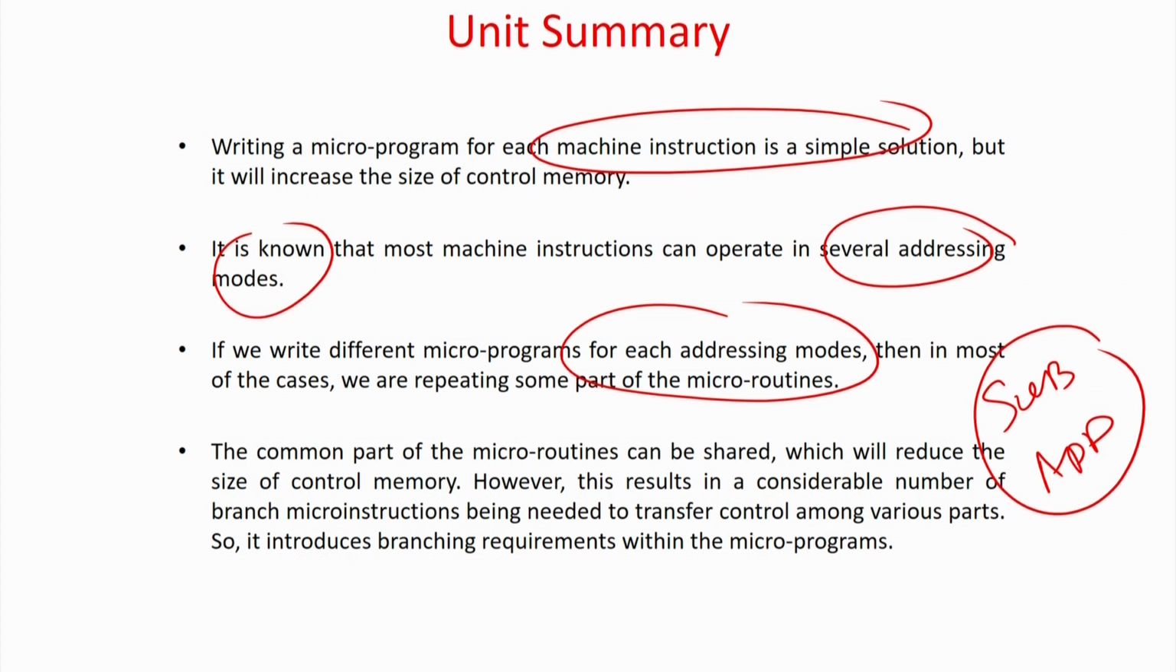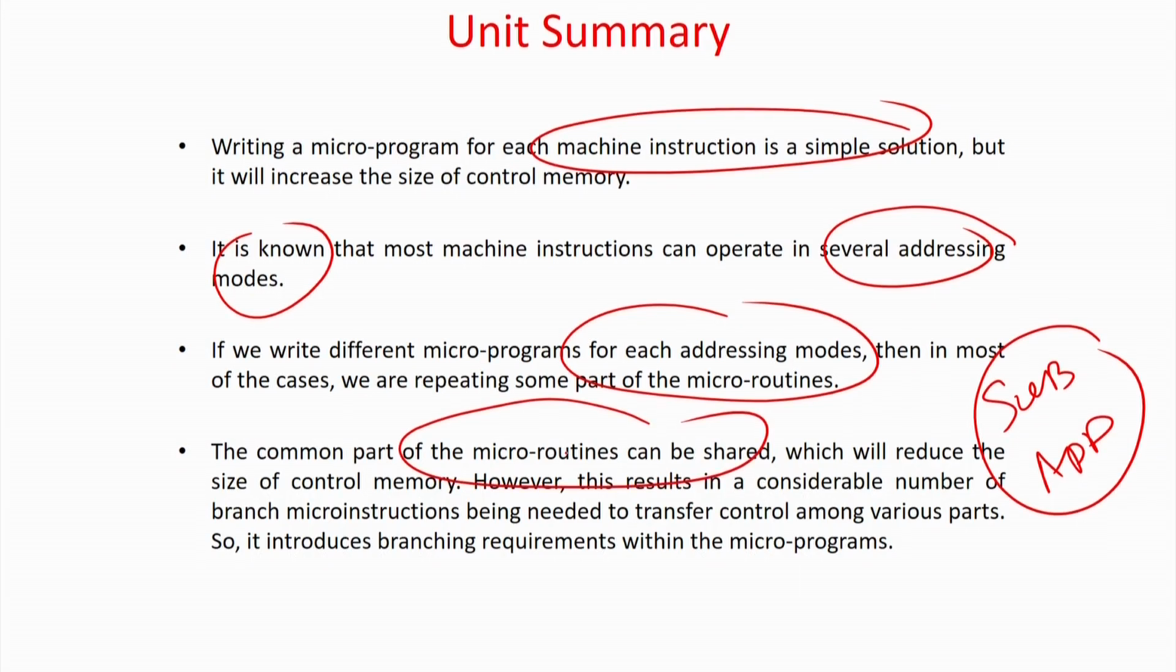Therefore we can write a single microprogram for add and sub with just a branching instruction: if the instruction decoder is saying sub, then a slight change will go to one part, and if it is add you go to the other part, and the rest can be common. That will save microprogram memory size. So the common part of the microroutines can be shared, which will reduce the size, but in that case we will require a lot of branching, which is however okay.